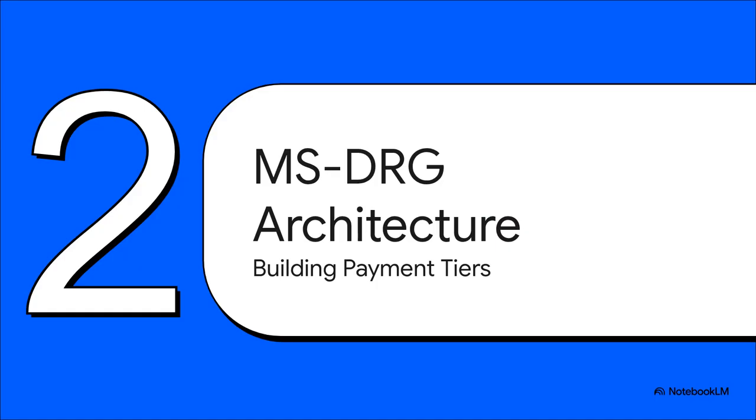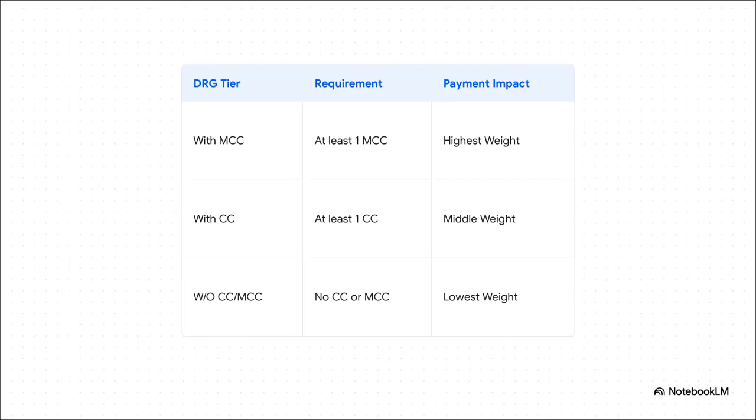Moving right along to Section 2, inside MS-DRG architecture and how we build those payment tiers. Within almost every disease category, the system creates 3 distinct payment tiers based on secondary diagnoses. At the very bottom, we have cases without CC/MCC. These pay the lowest base rate. In the middle tier, we've got with CC, which stands for complication or comorbidity, giving a moderate bump in payment.